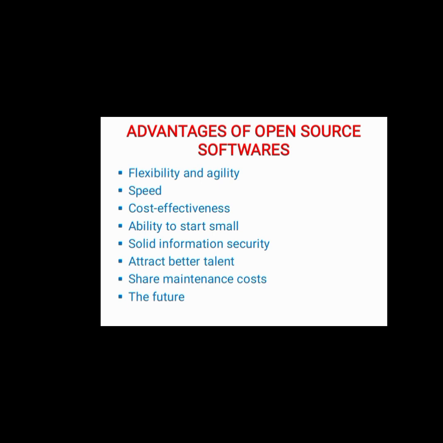Next advantage, ability to start small. We can start small with quick community versions. What is a community version? It is a version of software that is offered under an open source license. If the project does not require support, we can continue on the community version.